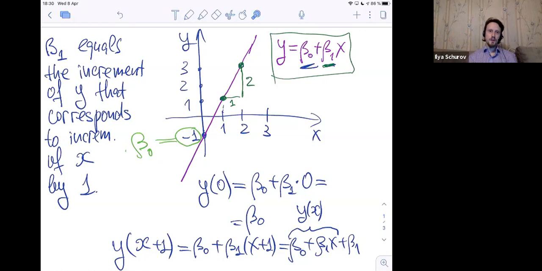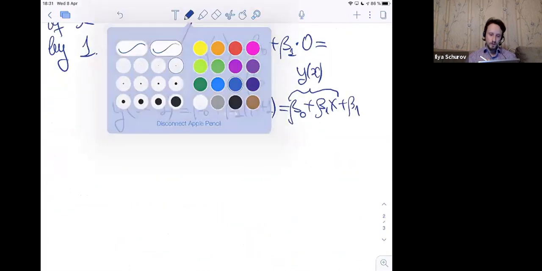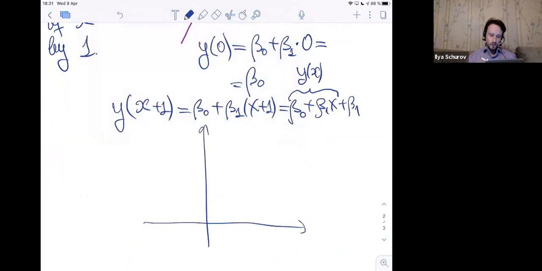Okay, let me ask you a question. If y does not depend on x at all, what can you say about B0 and B1? If this dependency is just trivial, it means that the corresponding graph is just like a horizontal straight line. So whichever x I take, the value of y will be the same. And what can you say in this case about B0 and B1?